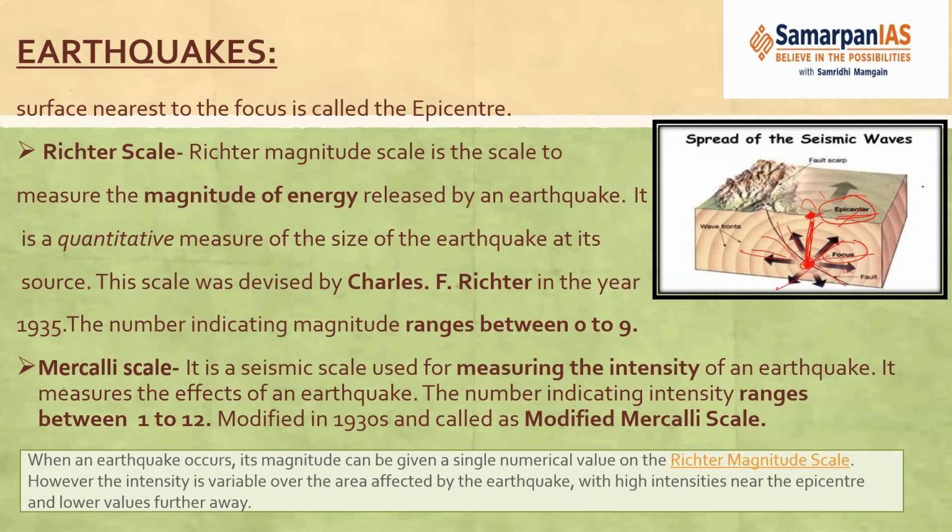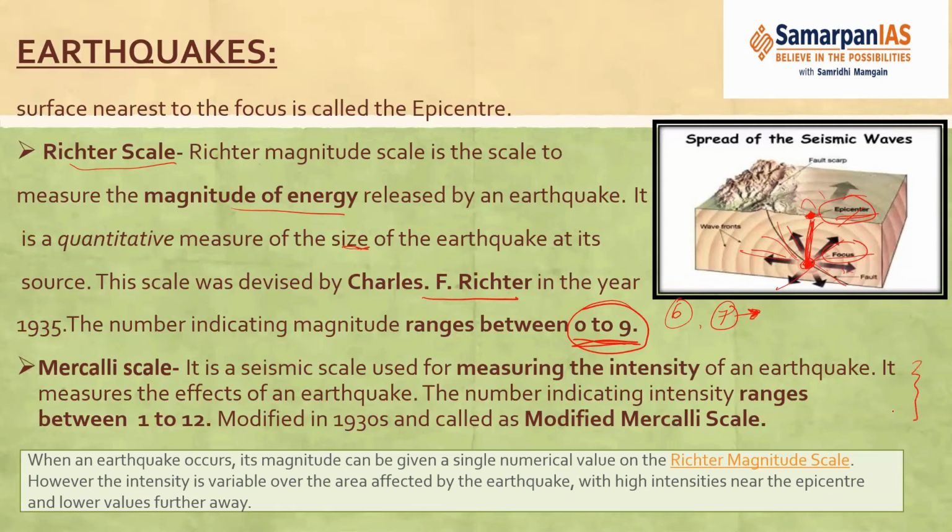Then we have two instruments that are used and are related to earthquakes. First is the Richter scale. The Richter scale basically measures the magnitude of an earthquake. The range is from 0 to 9, and this scale was given by Charles F. Richter. That is why it is known as the Richter scale.